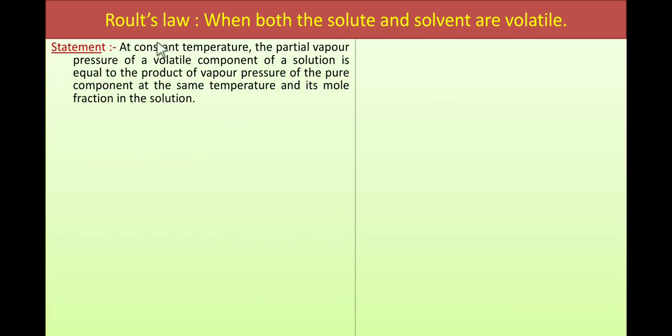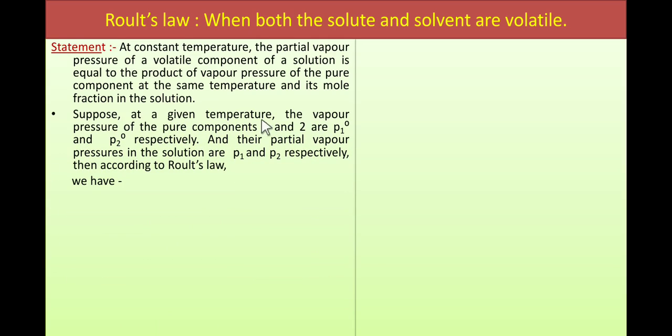At constant temperature, the partial vapor pressure of a volatile component of a solution is equal to the product of vapor pressure of the pure component at the same temperature and its mole fraction in the solution. It is almost the same, rather, I say it is the same for the individual component as Raoult's law of non-volatile solute. Here, both the solute and solvent are volatile, so for both the components, Raoult's law is applicable.